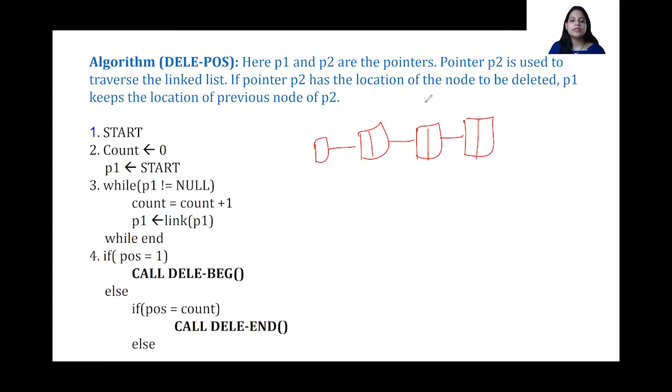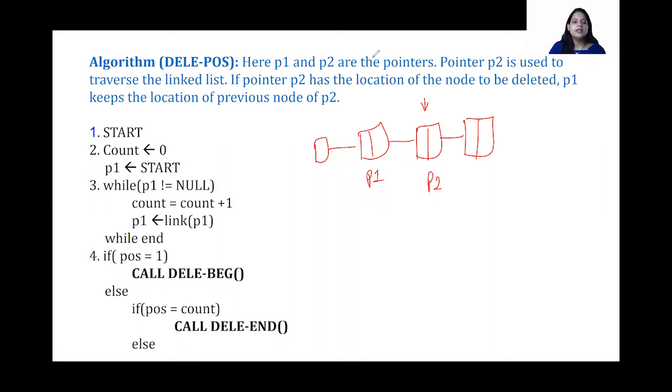In this case, suppose this is where I want to delete. In the previous case, it was the end, so we wanted our P2 to go to the end. But in this case, we are going to move it to the desired position. So once it reaches the position, P2 is going to be over here and P1 is going to be pointing at the previous node, right? So that is what this statement means.